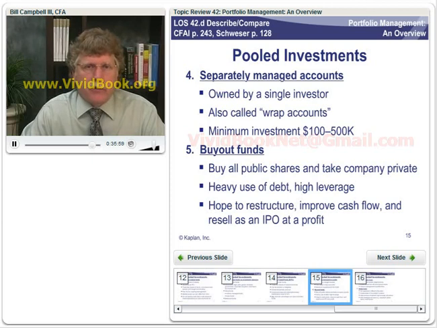Generally, the minimum investment for a separately managed account is going to be on the order of $100,000 to $500,000, maybe even higher. So these are not accounts for small investors. These are generally accounts for large investors who want to have some control over their own investments, but want to have a management company who is helping them with that as well.